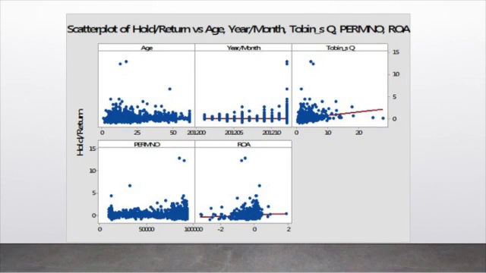But still, mostly horizontal, which, again, further solidifies my belief that the data points that we have are not good indicators of BHR or buy-hold return values for any given company.